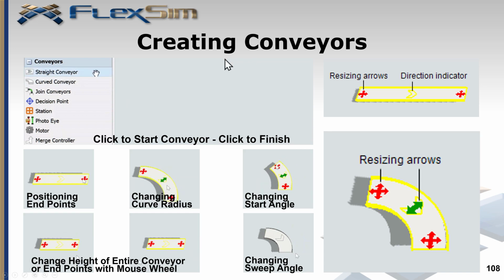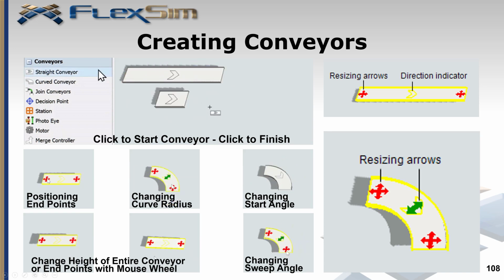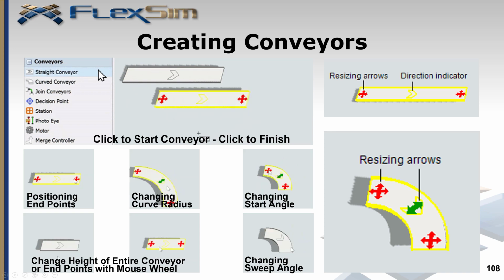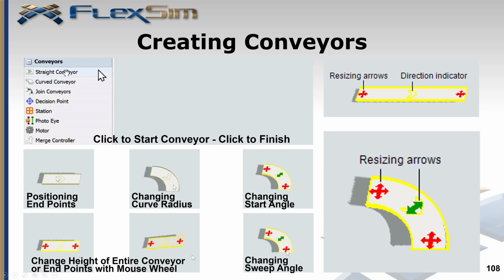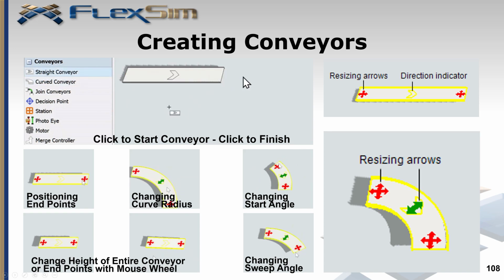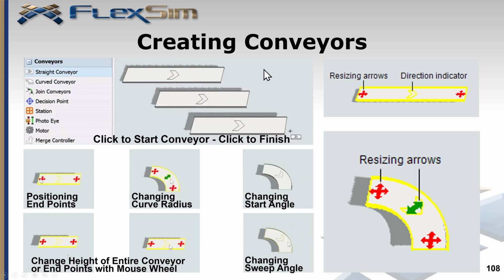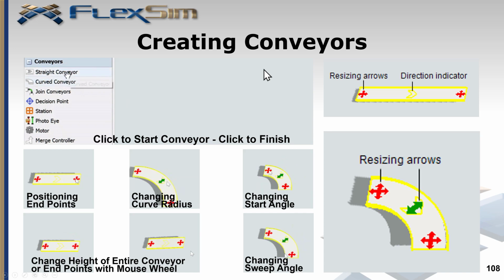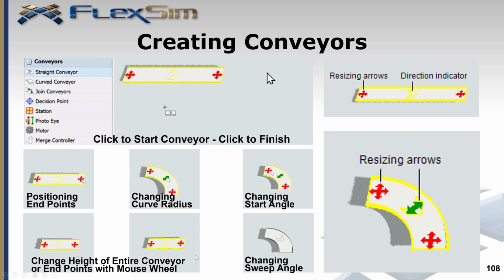This is being shown in this top left graphic. Select the straight conveyor, then come out in the model, click, move your mouse, click again. Simple as that. So this allows you to accurately create a conveyor start and end point wherever you need them.